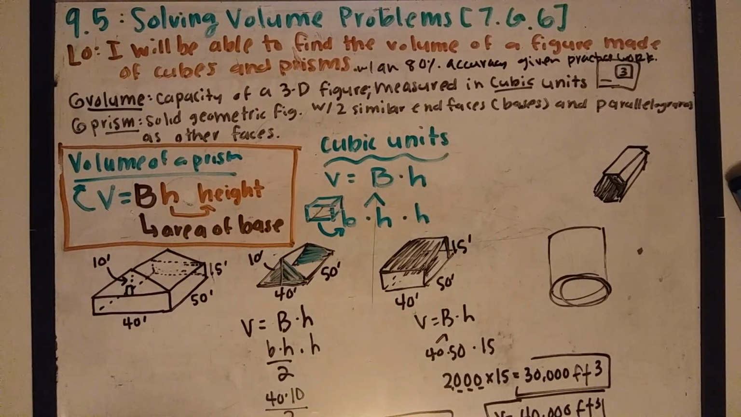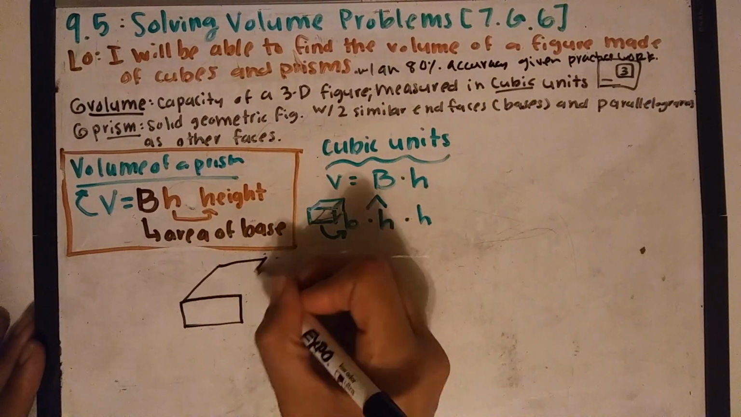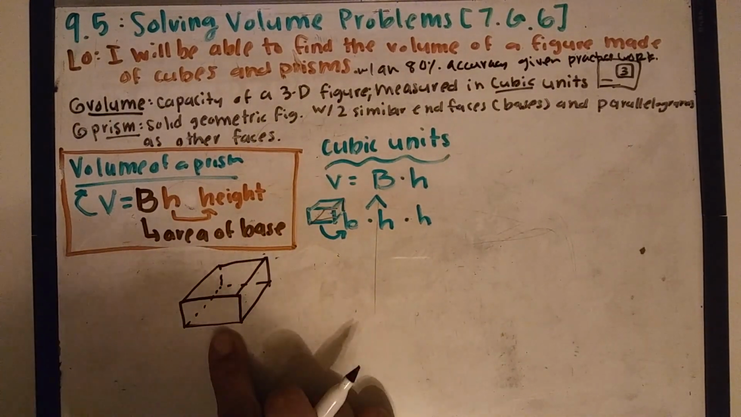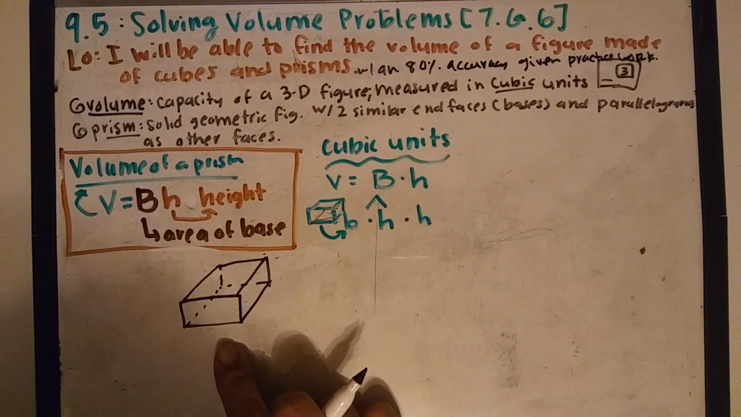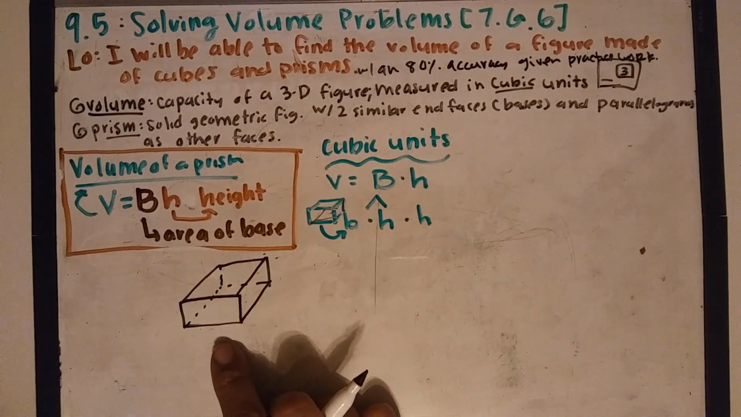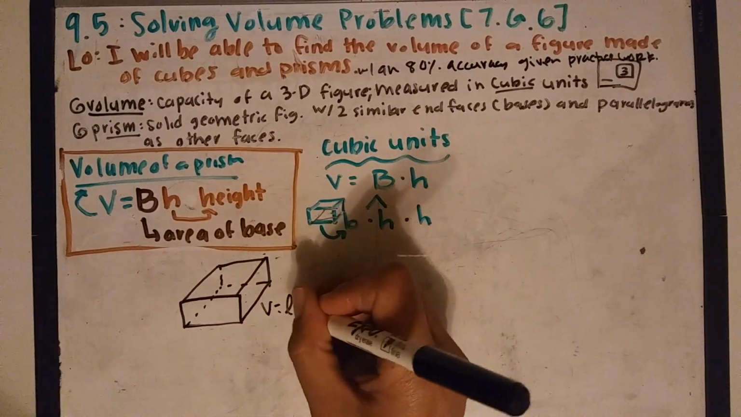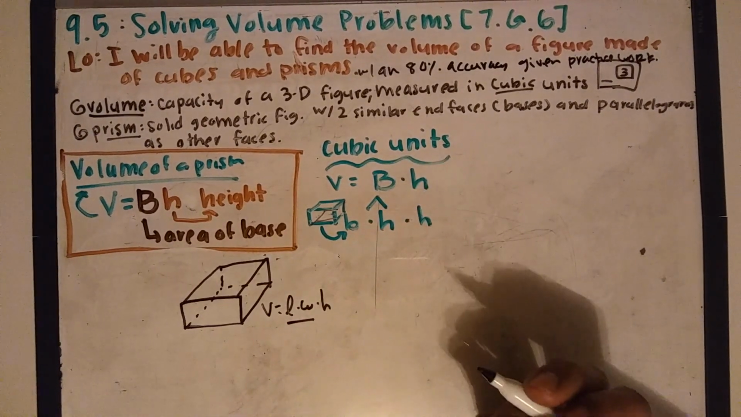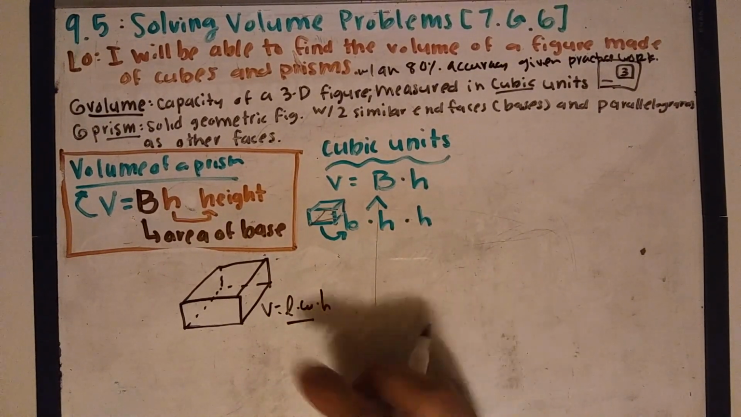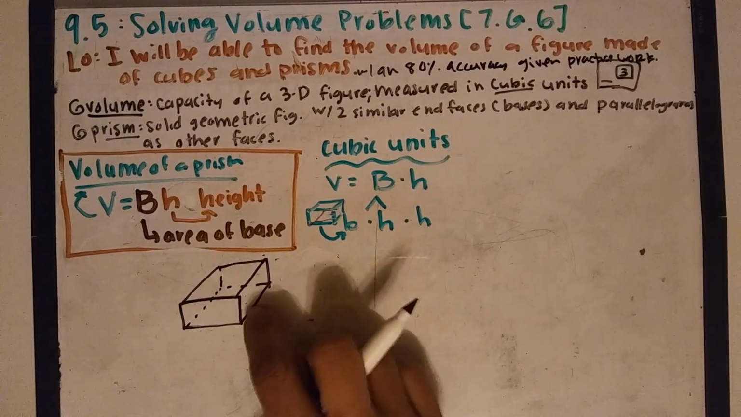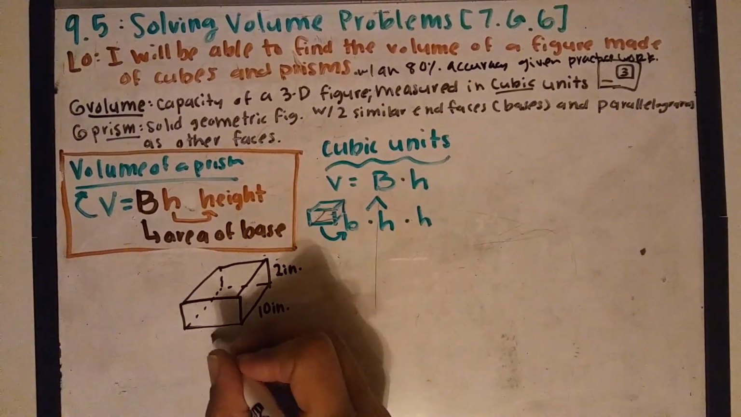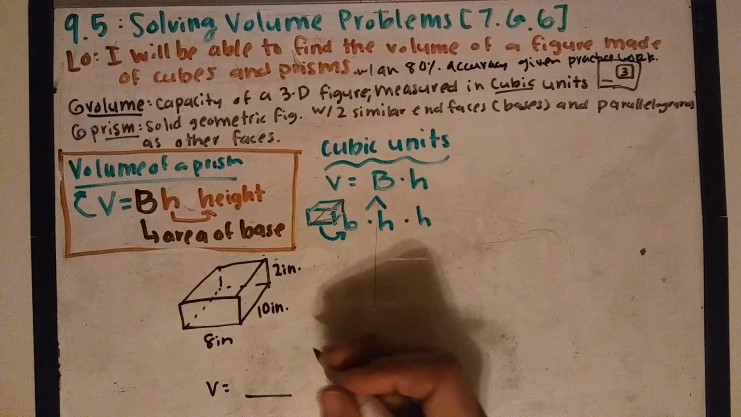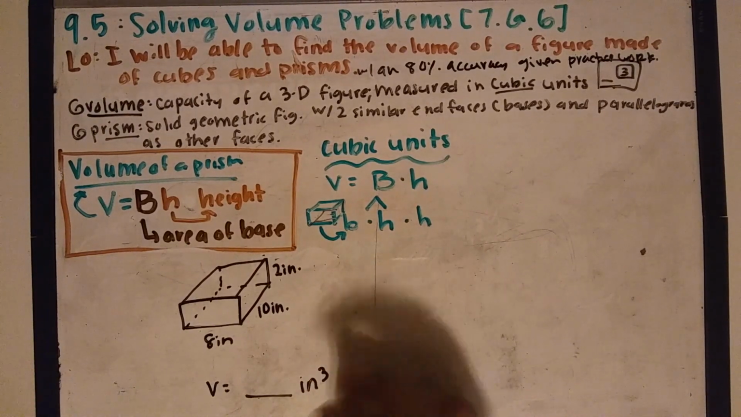So let me give you one to practice. The other way to remember how to find the volume, it only works for the rectangular prism, is volume equals length times width times height, and the reason is because this is basically the area of the base, so it's the same thing. But this might be easier for some of you. So let me give you the measurements. Okay, go ahead and find the volume for that one. Remember, they're going to be cubic inches.